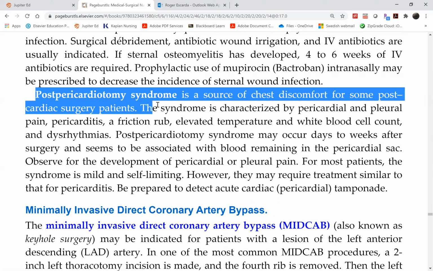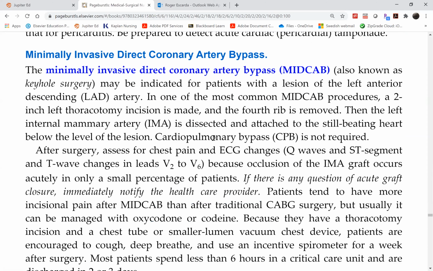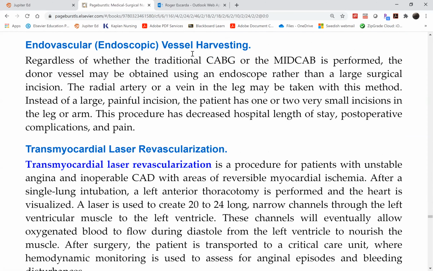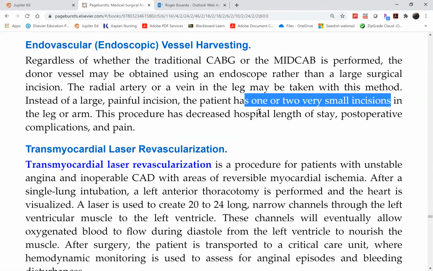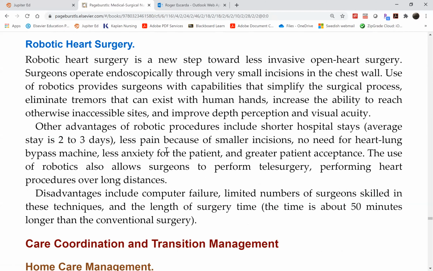Okay, this is the pericarditis that I mentioned earlier. So this is from open heart surgery, the post-pericardiotomy syndrome. This is another cause of pericarditis. I have no questions on mid-cab. You can skip that. I mentioned already endovascular vessel harvesting. So this will be smaller leg incisions instead of long ones. This is the current technique now. I have no question on these procedures of robotic surgery.